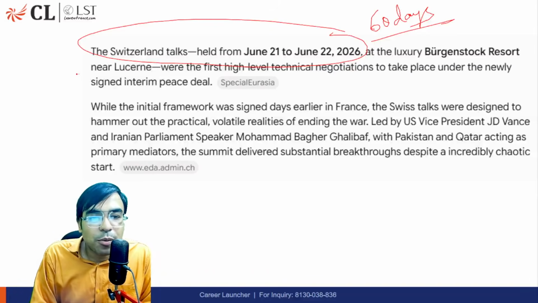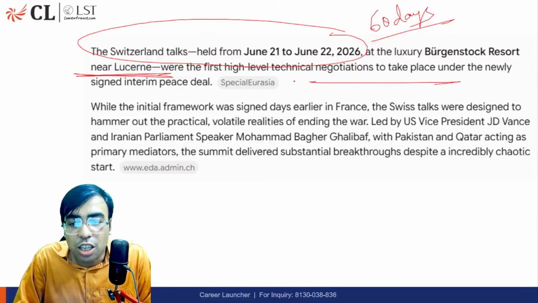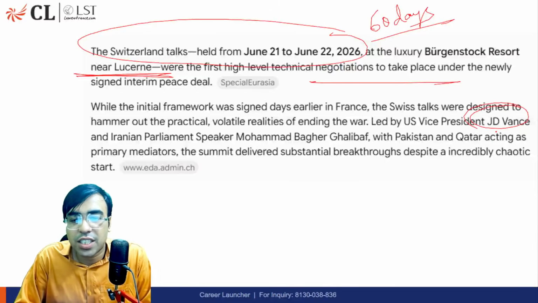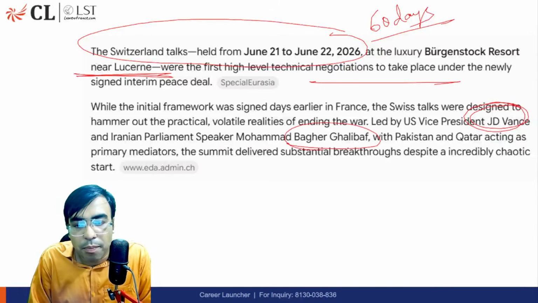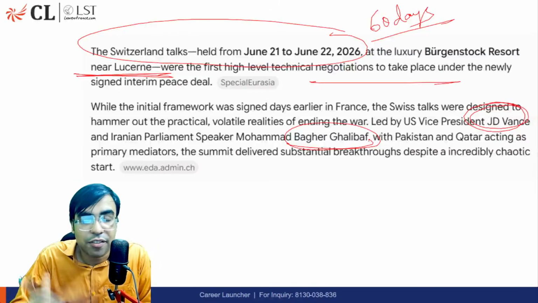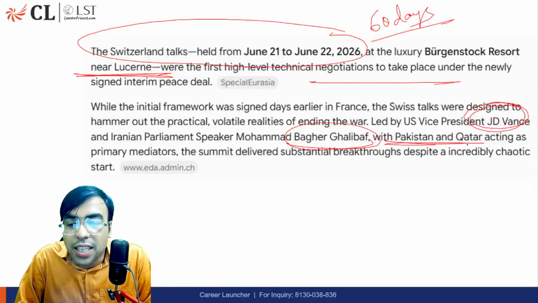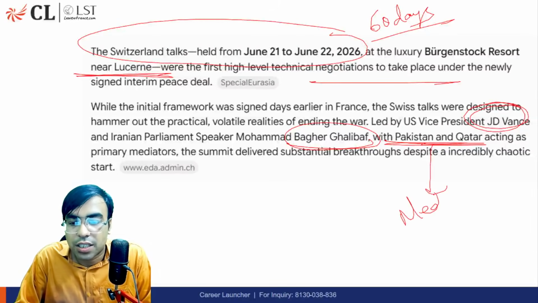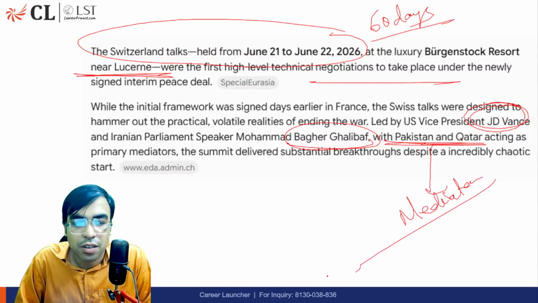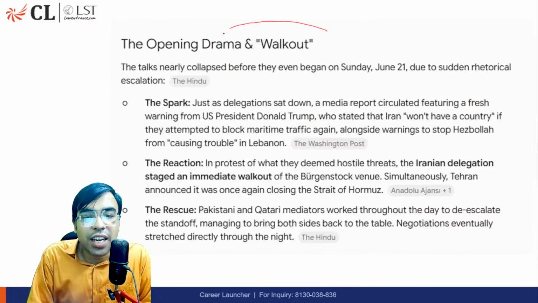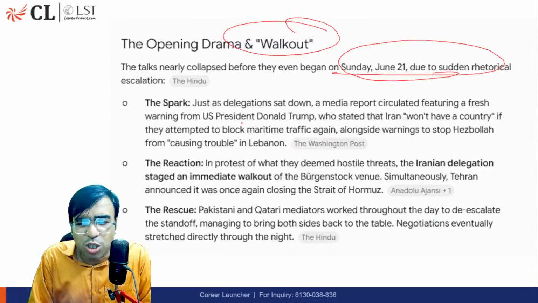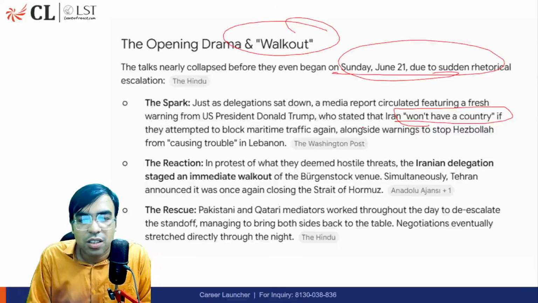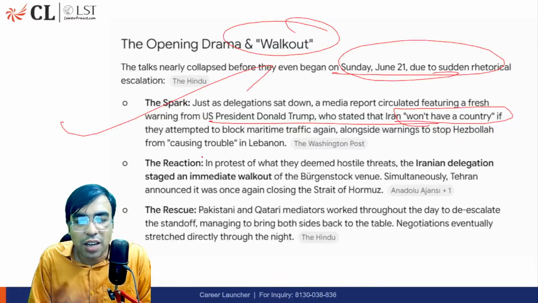So the deal is supposed to start, but there was a lot of drama. Actually, US Vice President J.D. Vance was there, and Speaker Muhammad Bagher Ghalibaf was sent from the Iran side. And Pakistan and Qatar were acting as mediators in this. Okay, so initially we saw a lot of walkouts, etc. I'm sure you must be aware. So Donald Trump threatened that Iran won't have a country, etc.